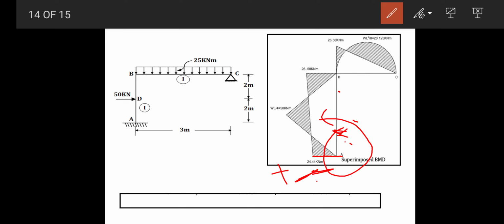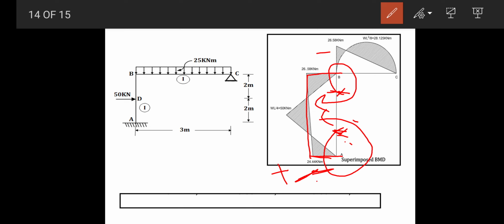Then for the 26.58 kilonewton meter moment at the end, the sign is minus, so you have to rotate about B in a clockwise sense. After one rotation, the arrow is coming toward the left hand side, so show the 26.58 toward the left hand side, and after that you join these, you will get the bending moment diagram for the end moments.